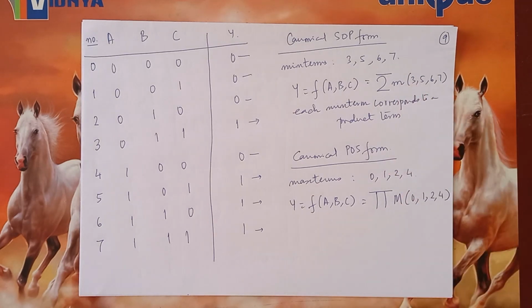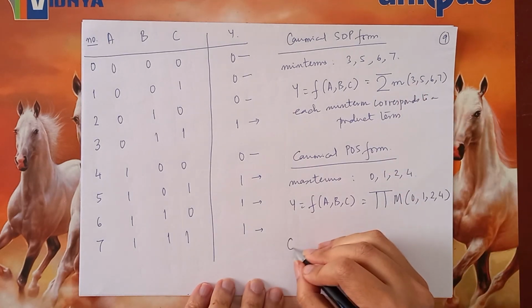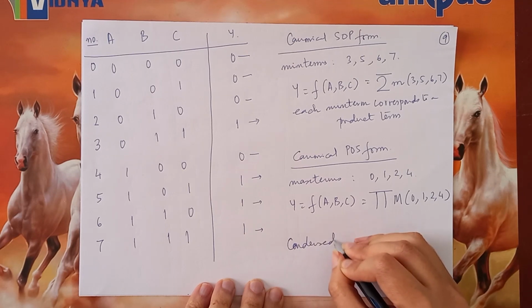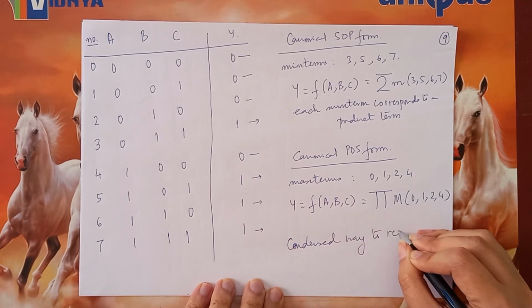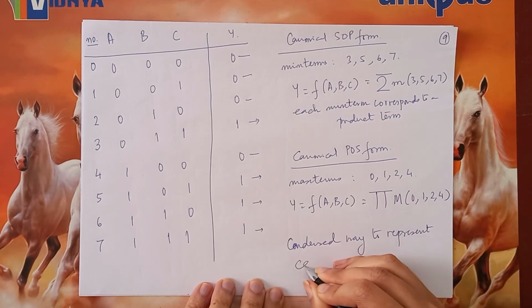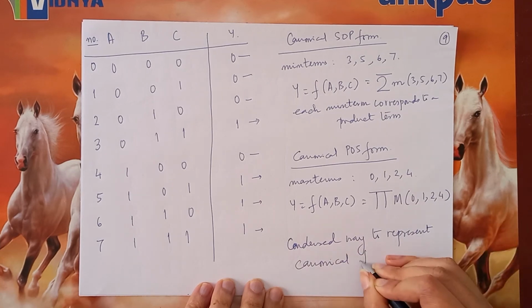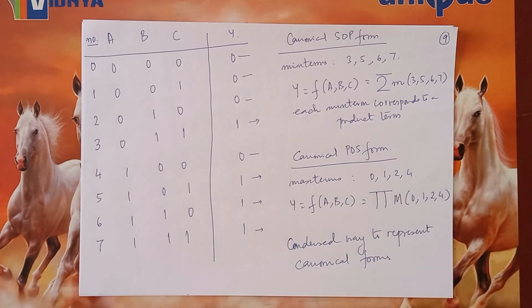Okay, so this is a more condensed way of representing canonical forms, rather than writing those big expressions, big brackets, and so on. So these are some algebraic ways through which we can represent the canonical forms. We shall continue from this point, this very point in fact, in the next lecture.